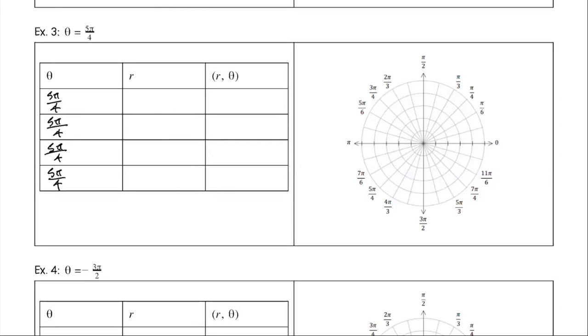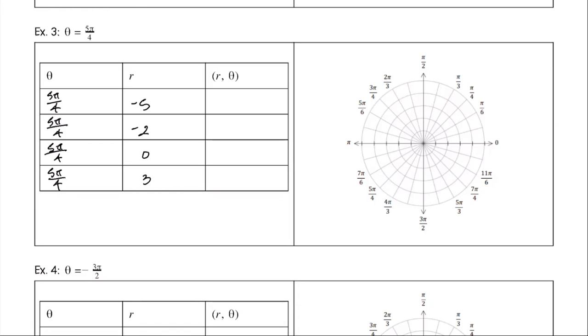Okay? So what I've done here is said theta is going to be constant now. So we don't want to go all the way around the unit circle. We're only picking 5 pi over 4, right? But for the r, now we can choose whatever we want, okay? So let me just choose a few numbers. I'll choose like -5, -2, 0, and 3, okay? I'm just choosing some random r's.